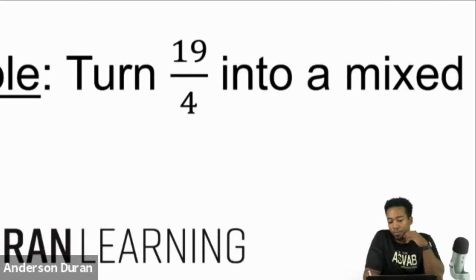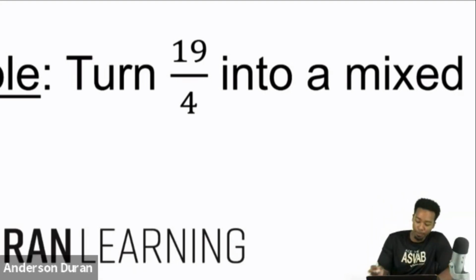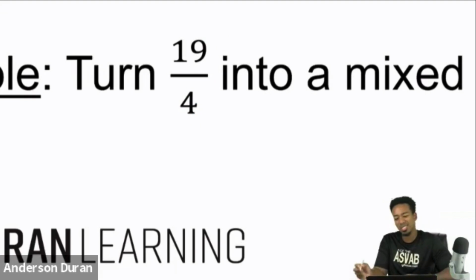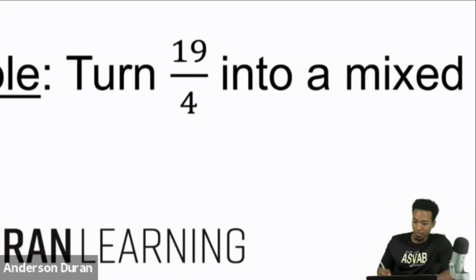What are we going to do? Divide. Okay, cool. Divide. Sounds good. Let's go into it. Everybody, how many times does 4 go into 19? Right, it's going to go into it 4 times. 4 goes into 19 4 times.